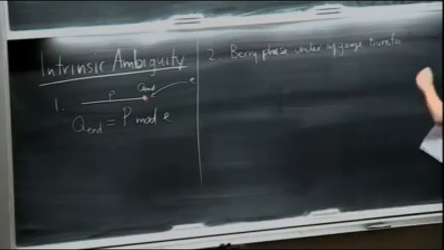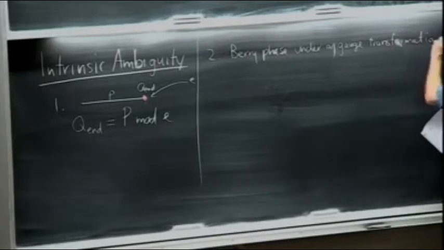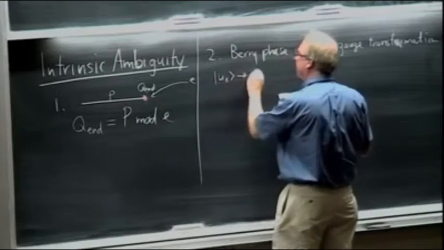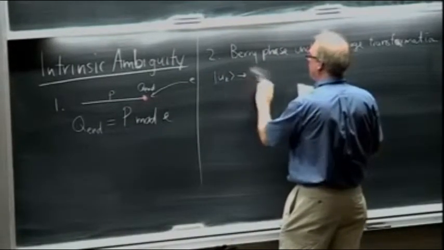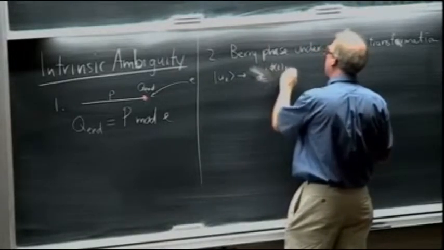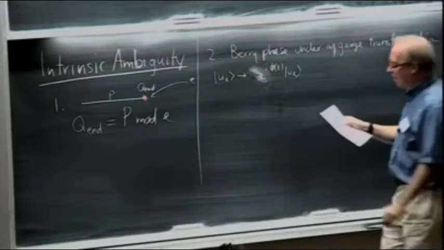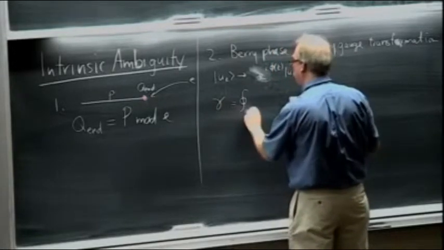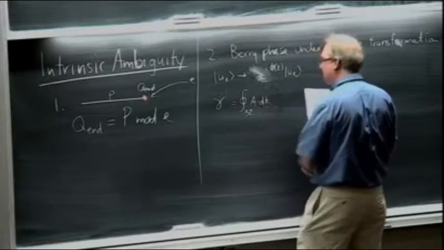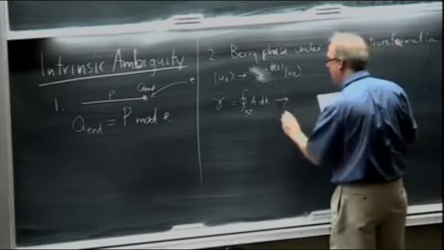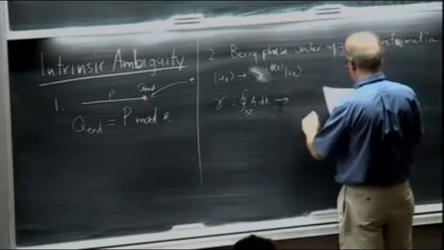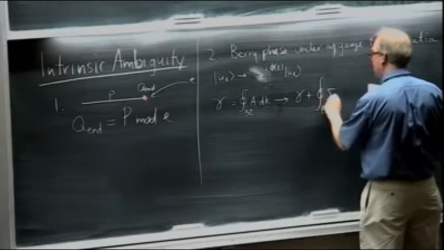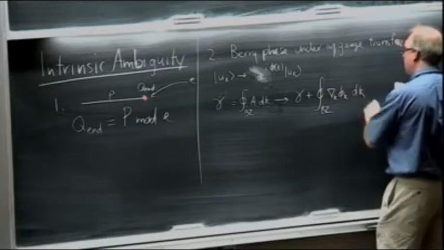So what I want to do is return to this question of how the Berry phase changes under a gauge transformation. So again, I want to imagine I do some k-dependent gauge transformation, and so let's ask how the Berry phase, which is the integral over the Brillouin zone of A, changes. Okay, and so that's going to go to what we had before, okay?